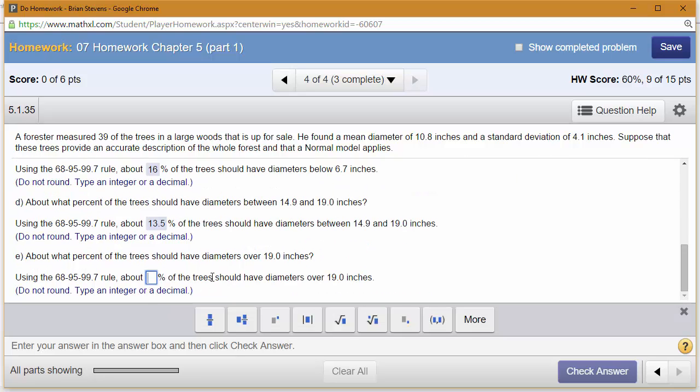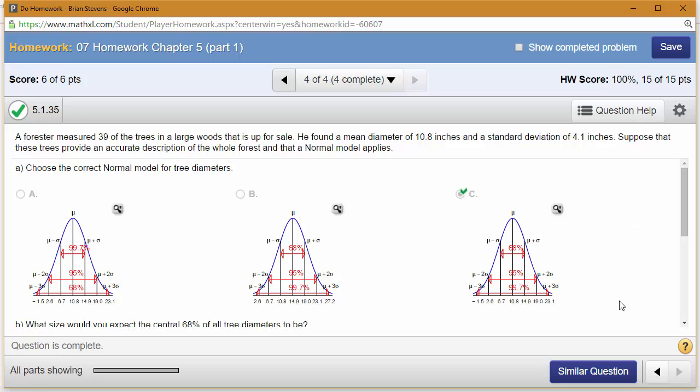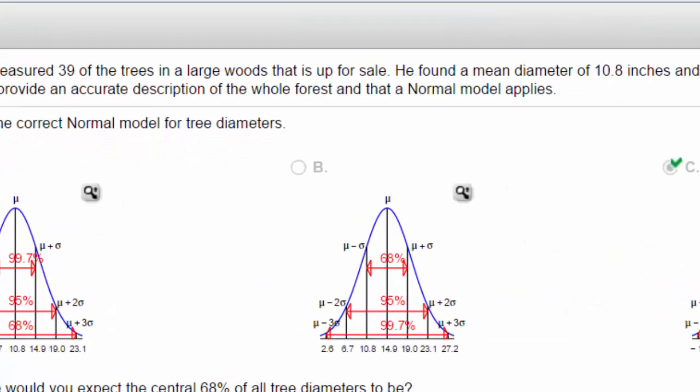Be careful when it says above or below, because you have to watch out. It could say below, and if it said below, it'd be 97.5. That's one of the ones that often tricks people. We might say below that point, and if 2.5 is above where I have the cursor, then 97.5 is below. Let's take a look at that curve now.